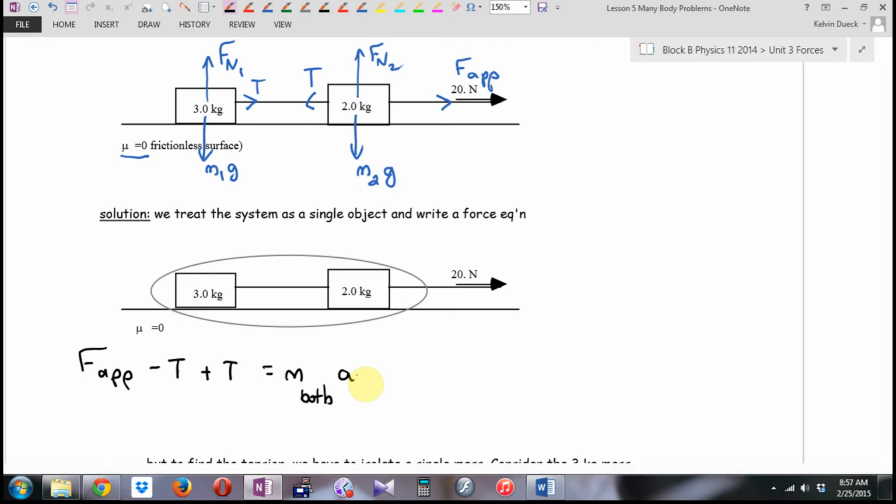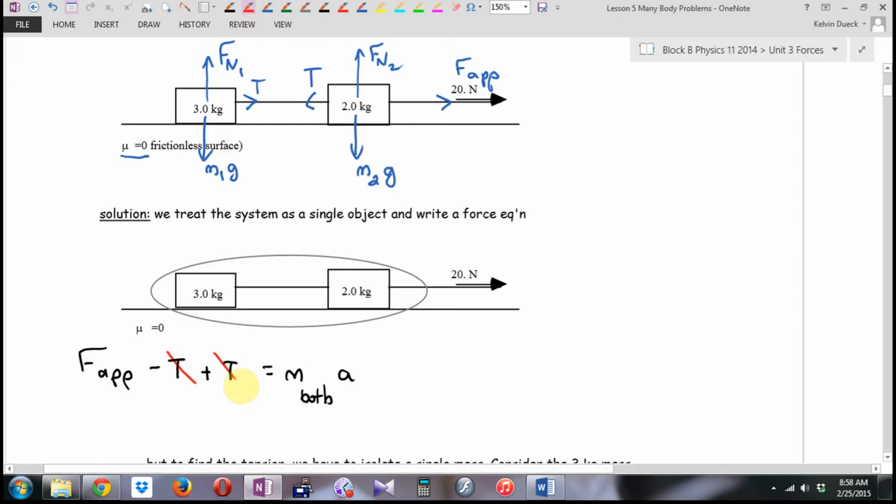What do you notice on the left-hand side about tension? They cancel out. I find these questions so relaxing because you always lose tension. Negative tension plus tension is going to vanish.